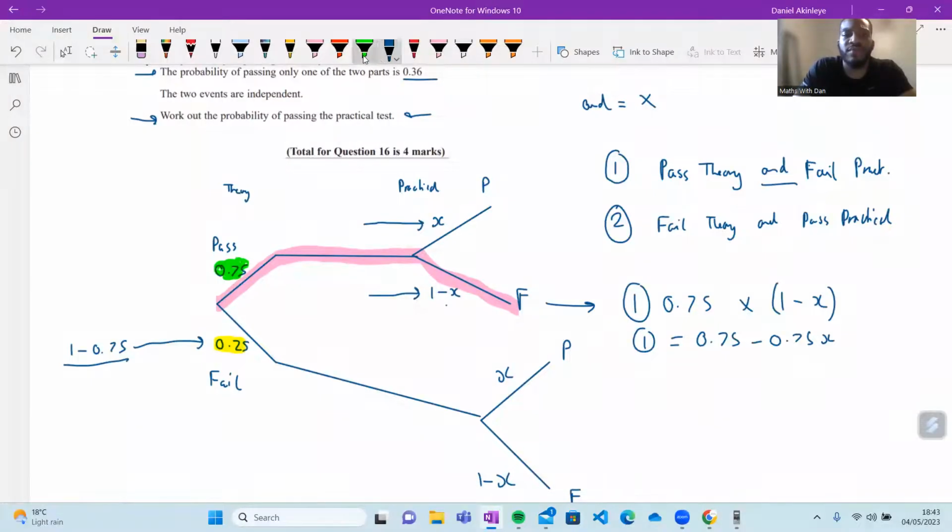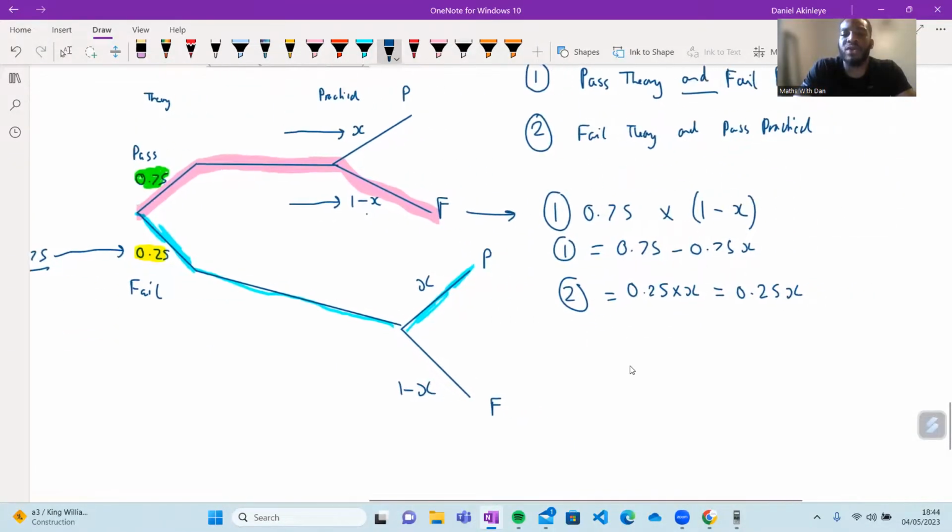Now I just do option two, yeah? So that's failing the theory, right? If we fail the theory, we have to pass the practical, don't we? So therefore, option two would be equal to 0.25 for failing the theory and then we would times by x to pass the practical. And this is just 0.25x.